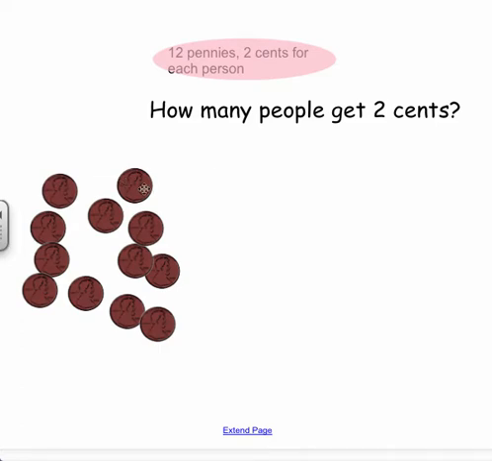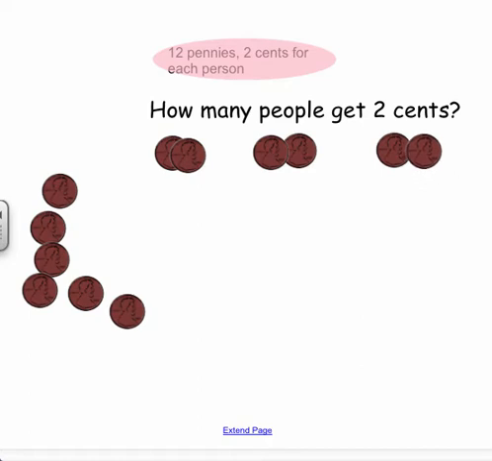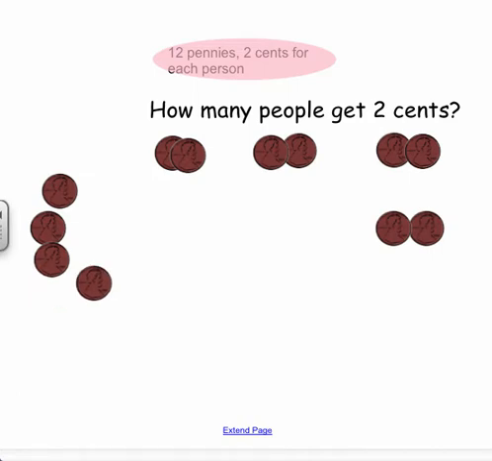So we can set aside groups of 2. 2 cents for this person, 2 cents for this person, 2 cents for this person, and we're going to continue going, dividing up the pennies until we've used all of them, putting them into little groups of 2.